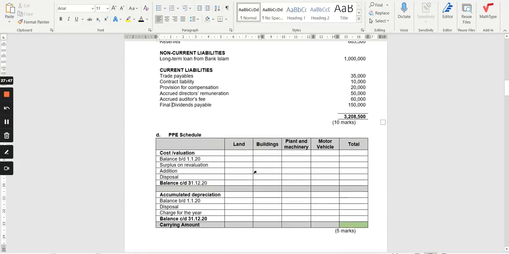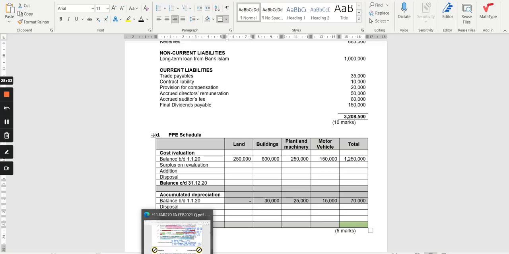Now we proceed to our PPE schedule. Put the cost and valuation figure and put the balance at the beginning. Put the balance of the accumulated depreciation also at the beginning. Make sure you have those columns there. Land, no depreciation. Building, plant and machinery and motor vehicle, and also your total column.